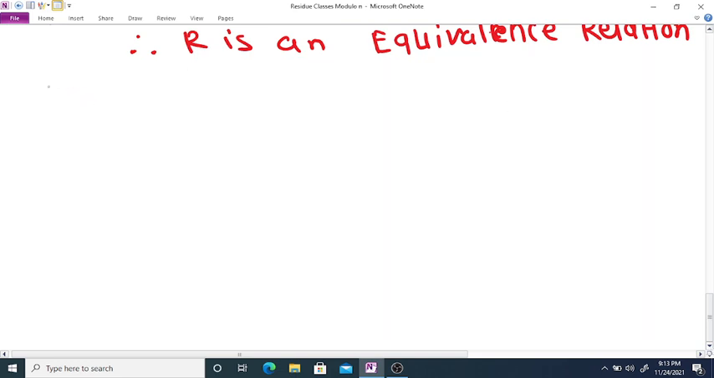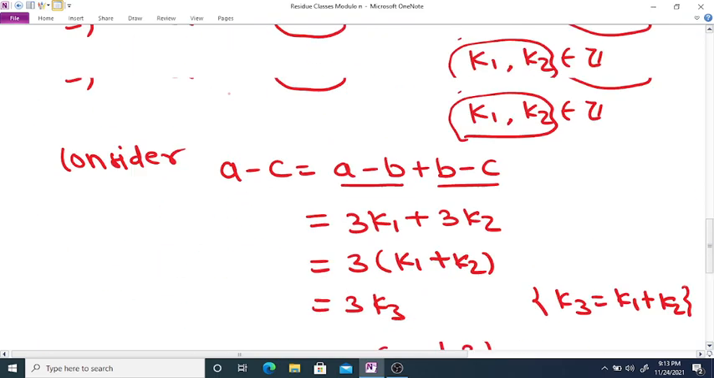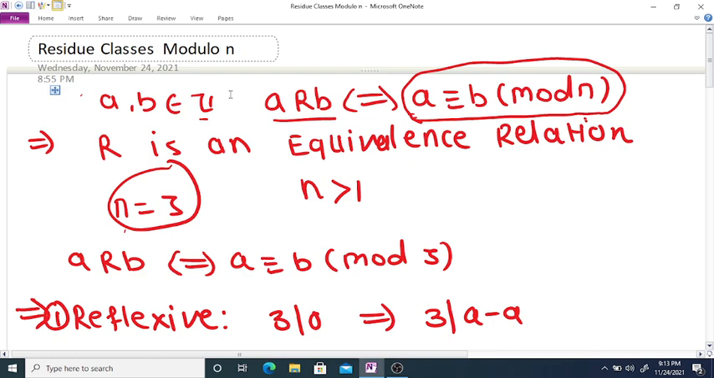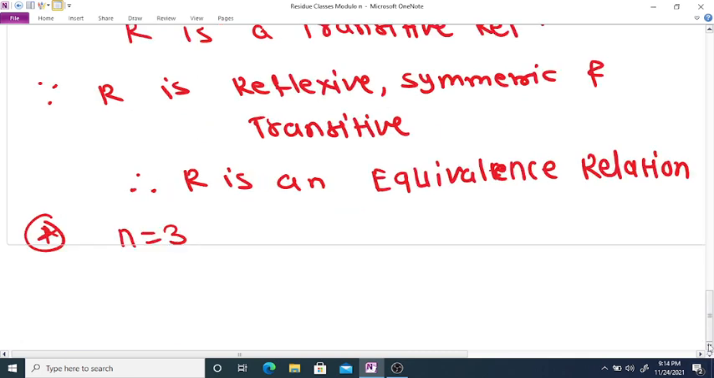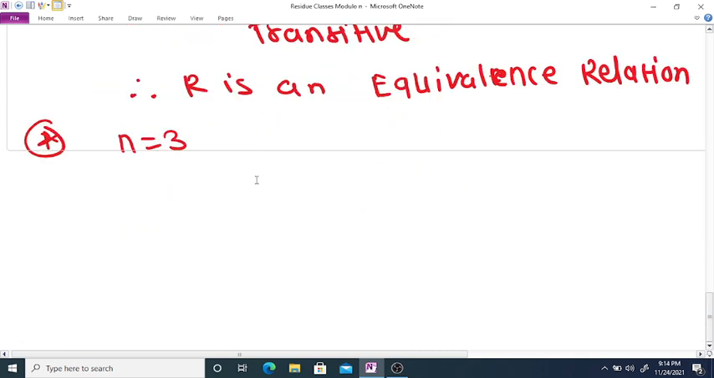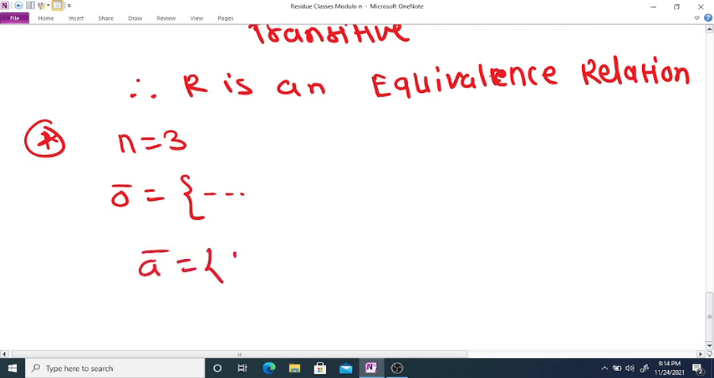Now our next step is we want to determine, for n equal to 3, the distinct equivalence classes. Here a and b are integers. So first we start from 0. The equivalence class of 0 is all such numbers. The equivalence class of a, denoted a bar, is equal to the collection of all b such that a is related to b.